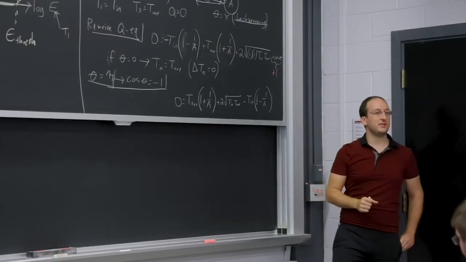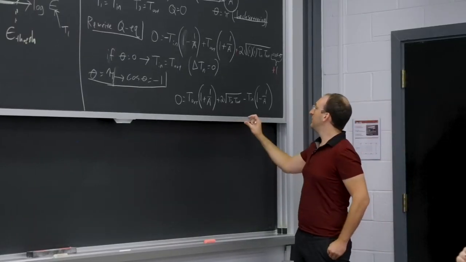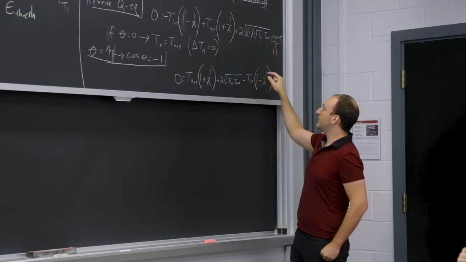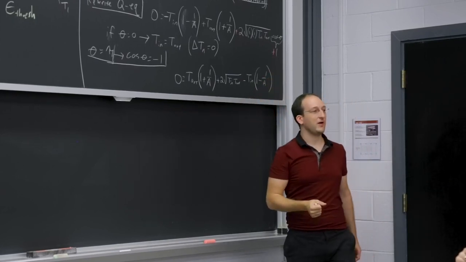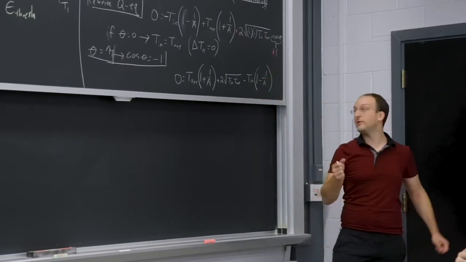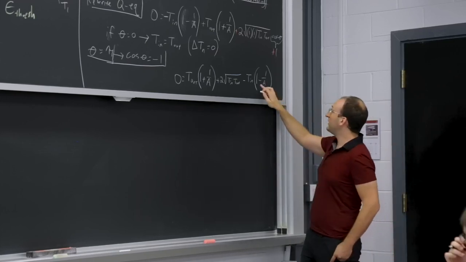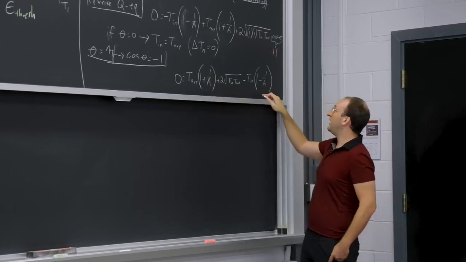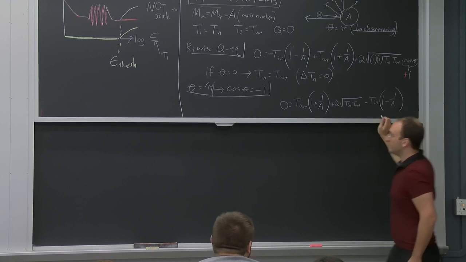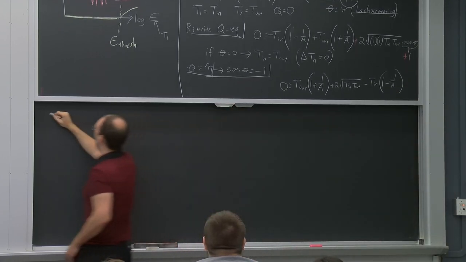Ideally, we'd like to try to simplify this as much as possible. So let's try to get everything in some sort of a common denominator, because that would make things a lot easier. If we multiply each of these ones by A over A, so let's put that as a step.